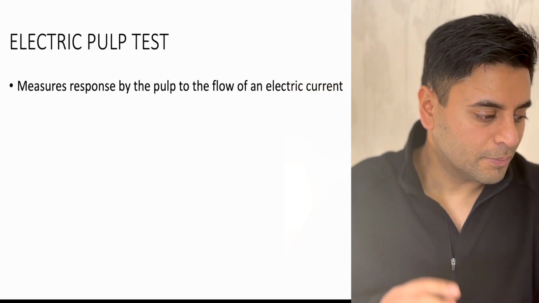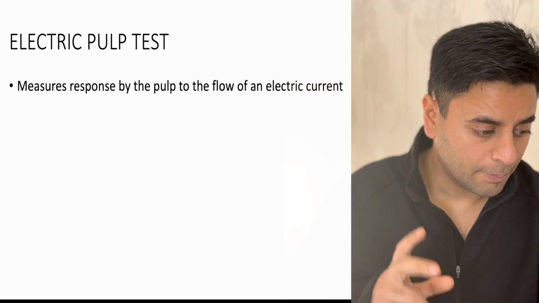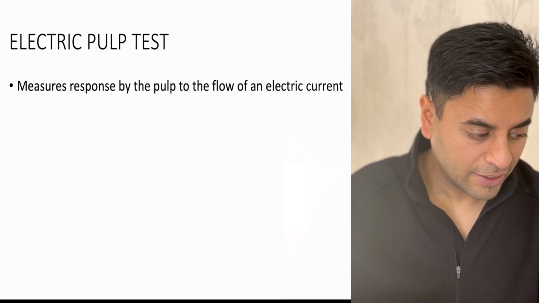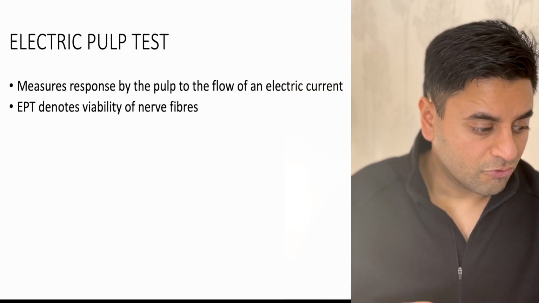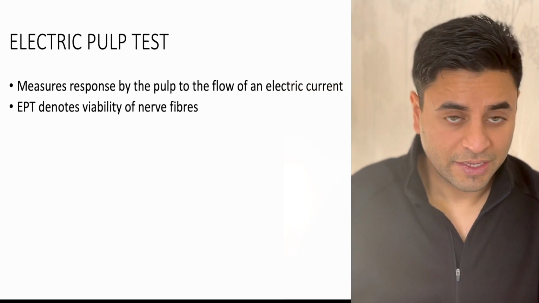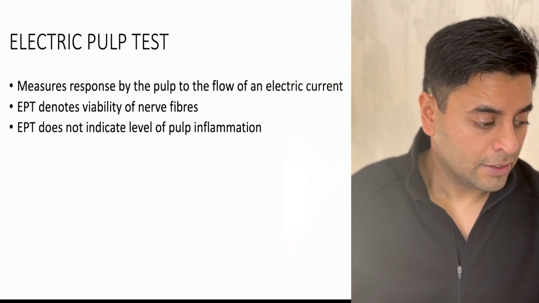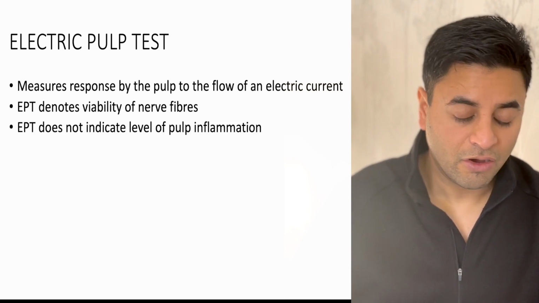It measures the response by the pulp to flow of an electric current. EPT denotes the viability of nerve fibers, if they are living or if they are dead. EPT does not indicate the level of pulp inflammation.